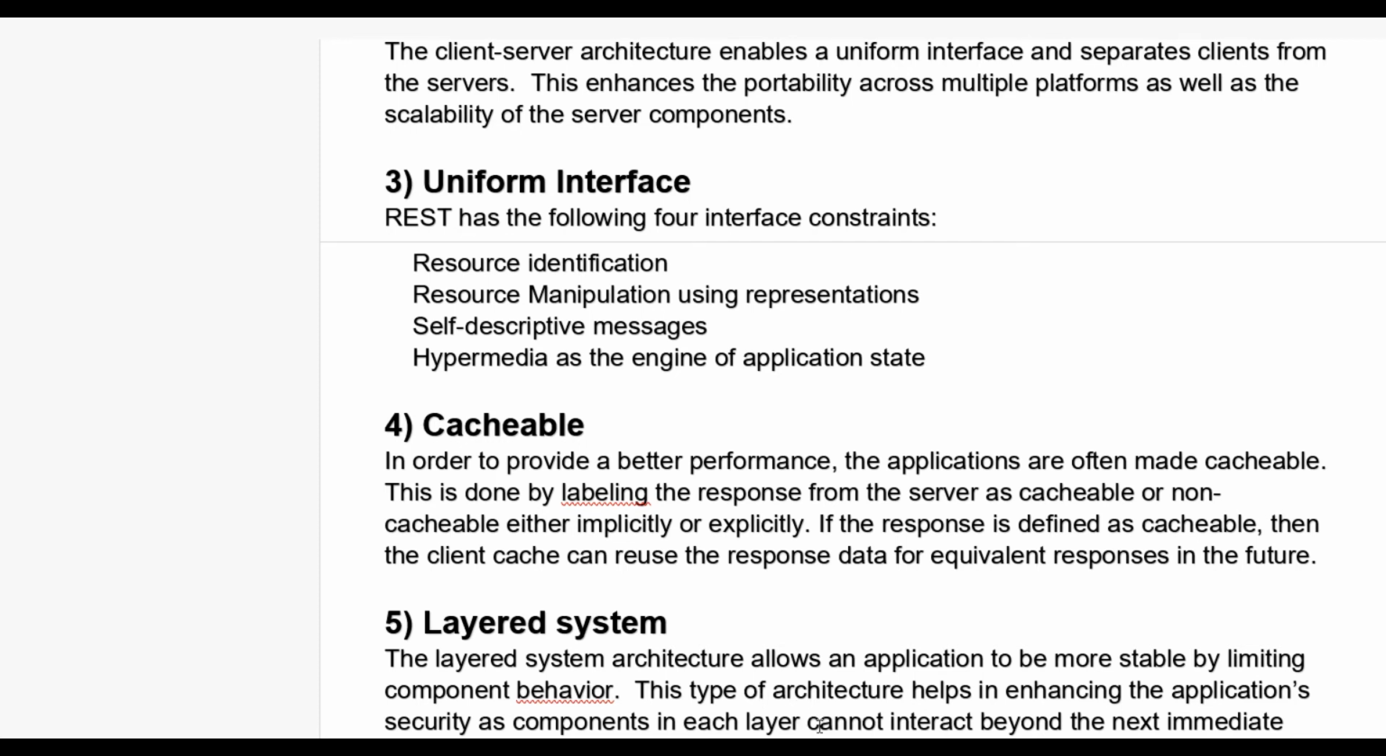Next one is layer system. The layer system architecture allows an application to be more stable by limiting component behavior. This type of architecture helps in enhancing the application security as components in each layer cannot interact beyond the next immediate layer they are in. Also, it enables load balancing and provides shared cache for promoting scalability.